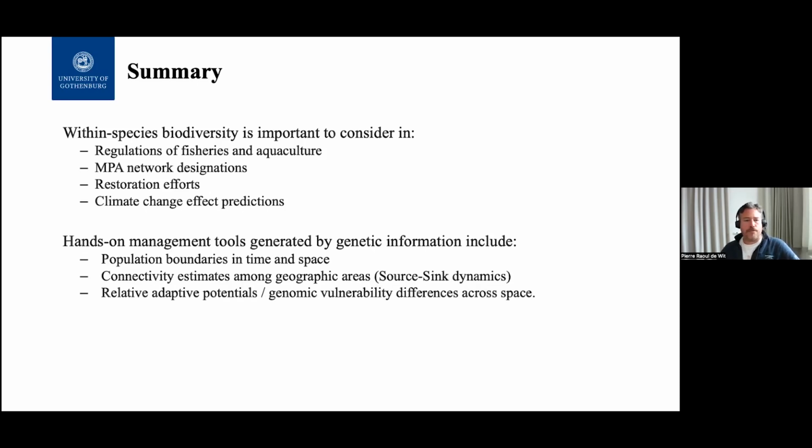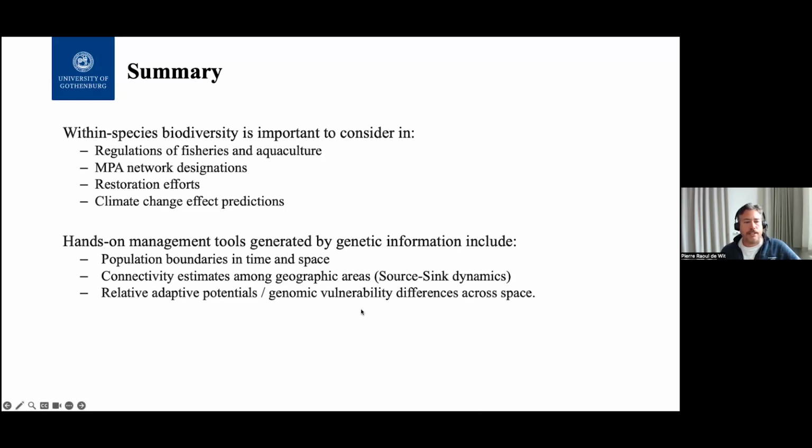So hands-on for managers, what is important information you can get from genetic biodiversity? Well, you can get estimates of where population boundaries exist in time and space. It's important to mention here that this is by no means static, right? This changes over time where these boundaries are. If you measure one time, it can be somewhere else next time. So it also highlights the importance of being able to update management plans when things change out in nature.